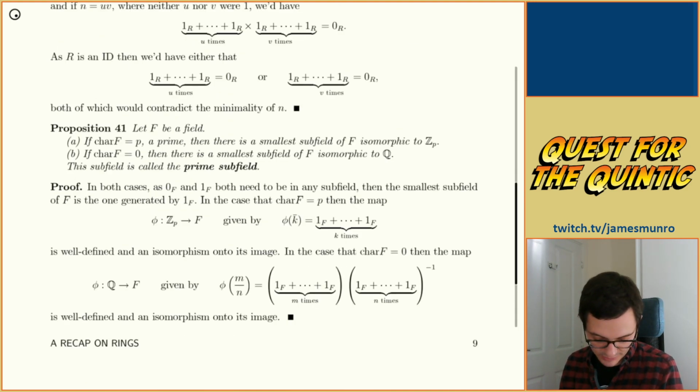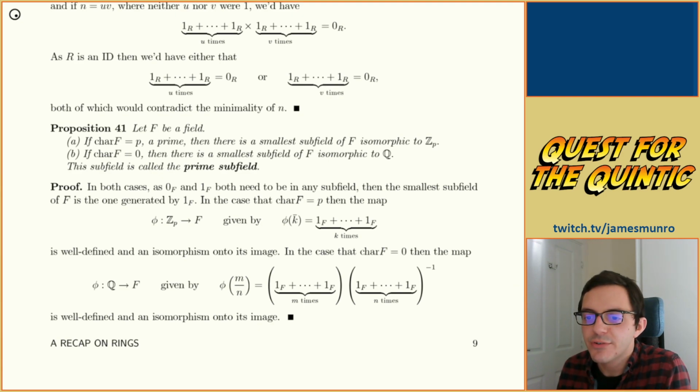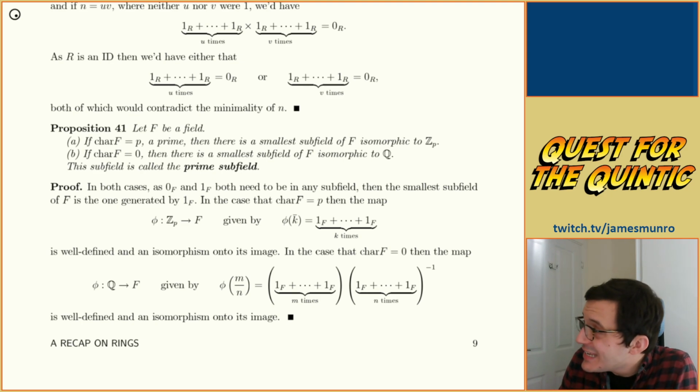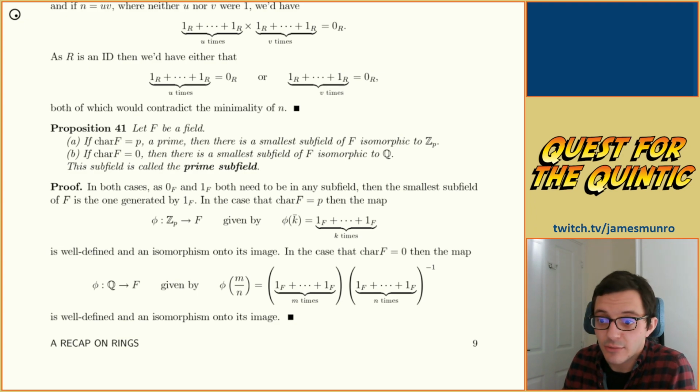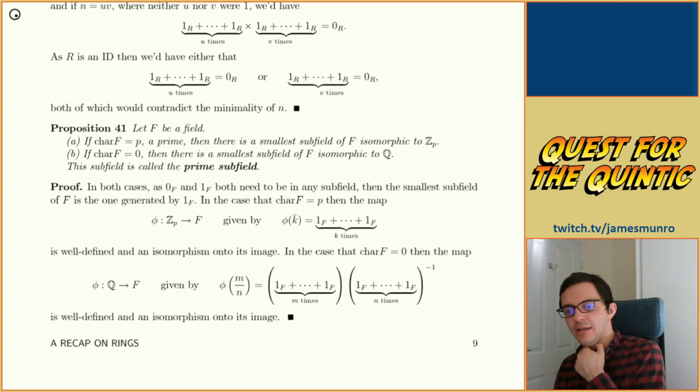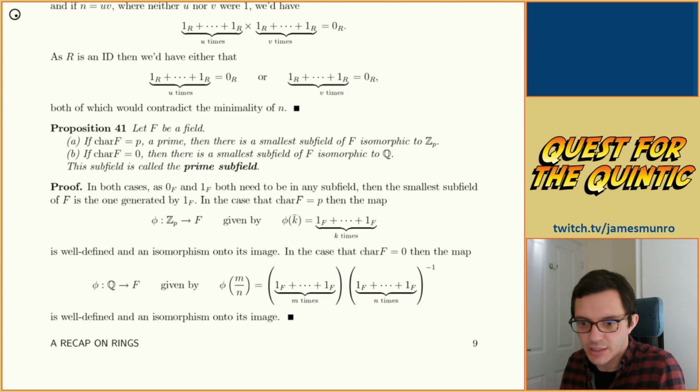More mapping. Fields can contain, okay, fields containing other fields. Subfield. Fine. Okay. These things can live inside other fields. Oh my goodness! Look at this. The smallest subfield of F is the one generated by 1F. So a subfield would need to contain 1F, and then you could just keep adding it, right? And you'd get a subfield because it might loop round or it might go off to infinity. Those are the two cases. Fine, okay.